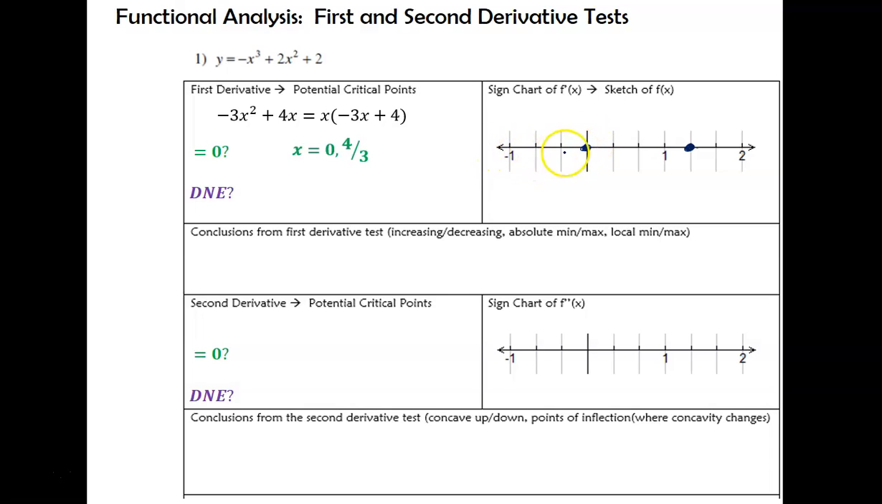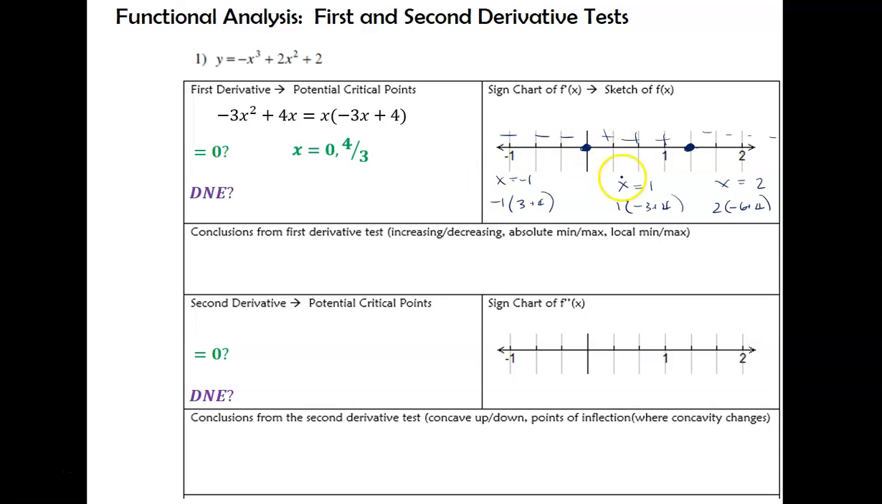Okay, so if I test back here and I put something like, oh, I don't know, -1 in, I get a negative here. I get -1 times 3 plus 4. So I get 7, but more importantly, -7. And all I care about is that it is negative. Okay. On the interval between 0 and 4/3, I can test something like 1. Then I'm going to get 1, -3 plus 4. I'm getting positive. And then after the 4/3, I can put in something like x equals 2. And I get 2. It'll be negative again.